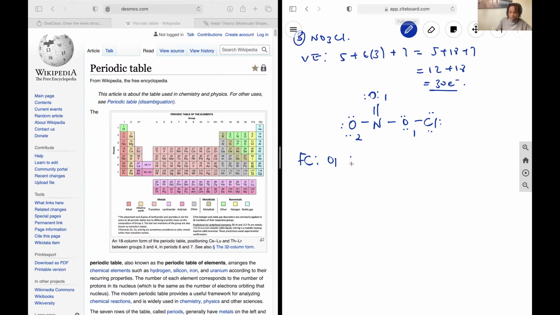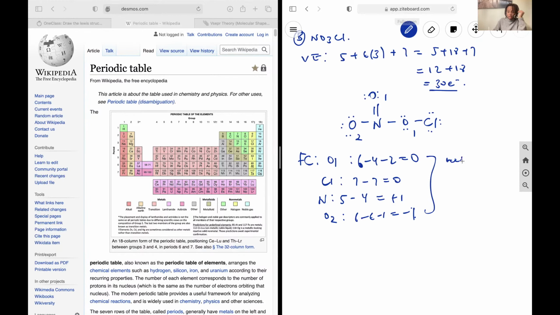So the oxygen ones are going to be 6 minus 4 minus 2, yielding 0. Chlorine is going to remain 7 minus 7, yielding 0. On the nitrogen, it is now 5 minus the 4 electrons it has in bonding pairs, yielding +1. And on the last oxygen, it is going to be 6 minus 6 minus 1, yielding -1. And so I can see that the net formal charge is 0, as it's supposed to be. And additionally, I've minimized my formal charges. And so this is going to be a valid Lewis structure, since everything is now taken care of.